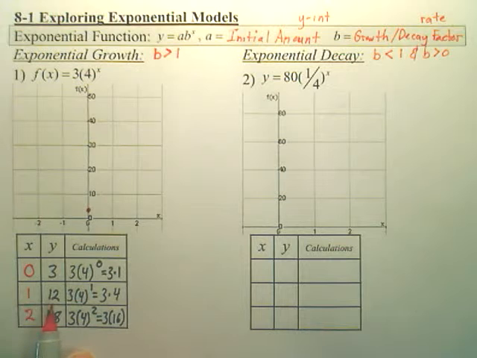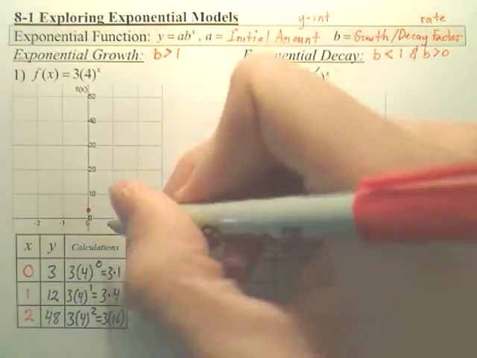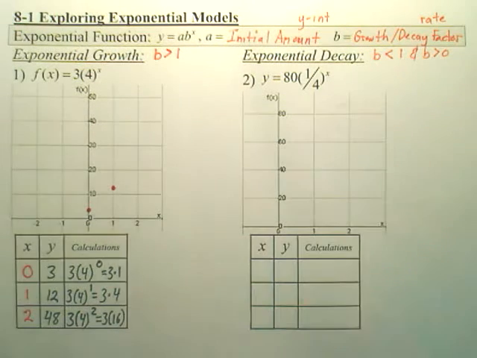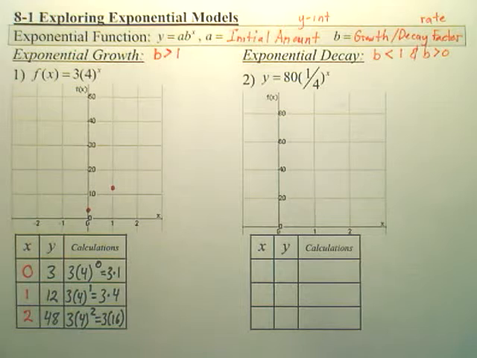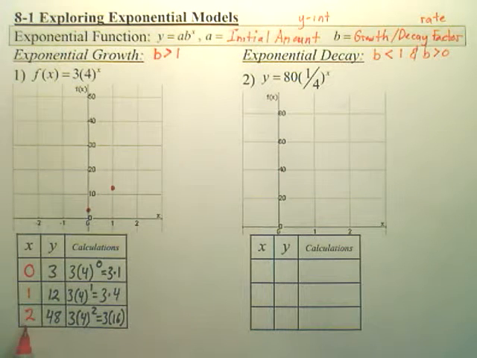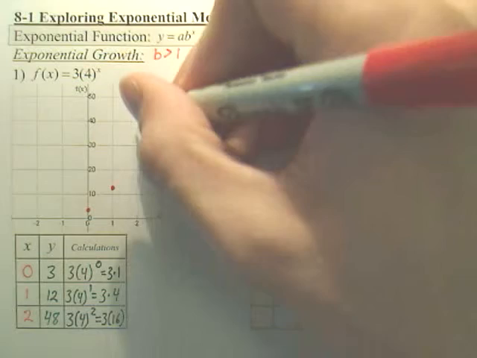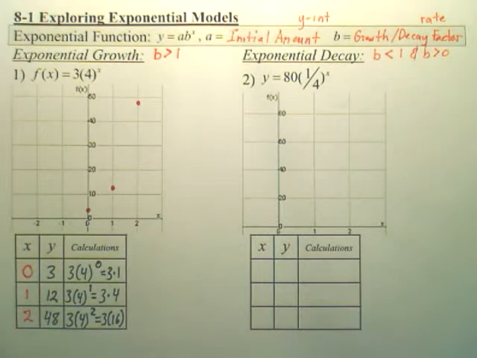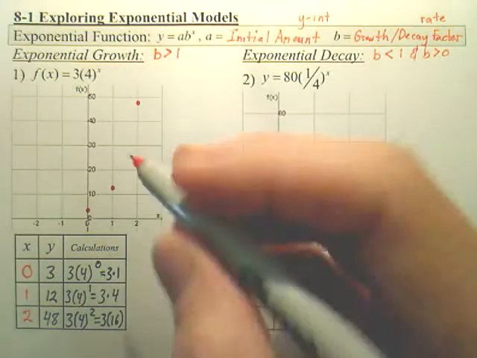At 1, how far up did you go? At 1, you went up 12. So at 1, we're up here at 12. Kind of got to approximate because we're going by tens. And at 2, where'd we go? At 2, we are up 48. So at 2, we're up all the way to here. Now, what you see is you have an exponential growth. It's growing very rapidly.